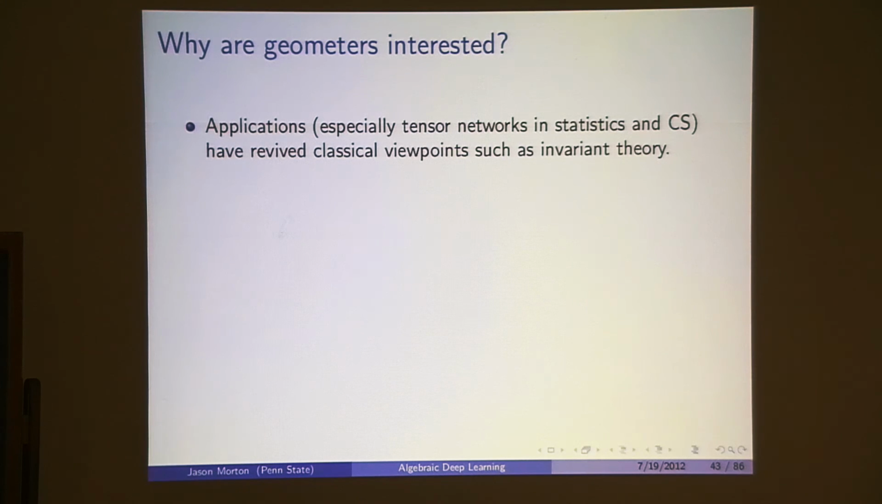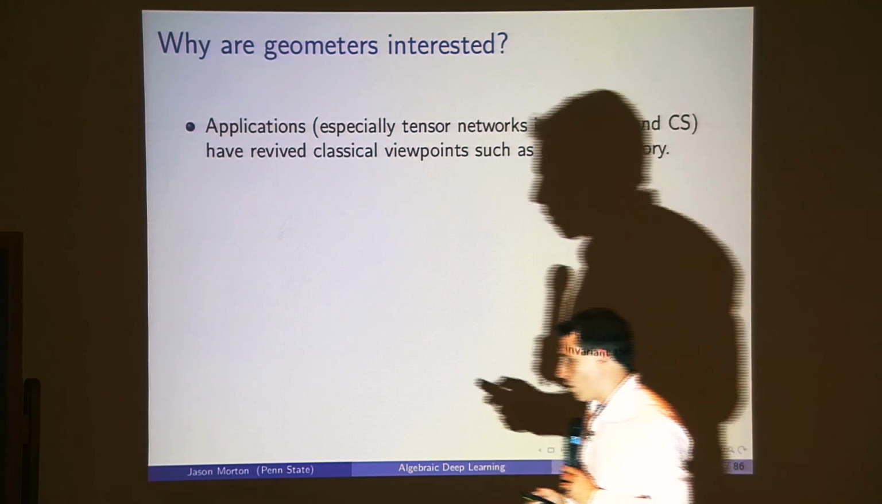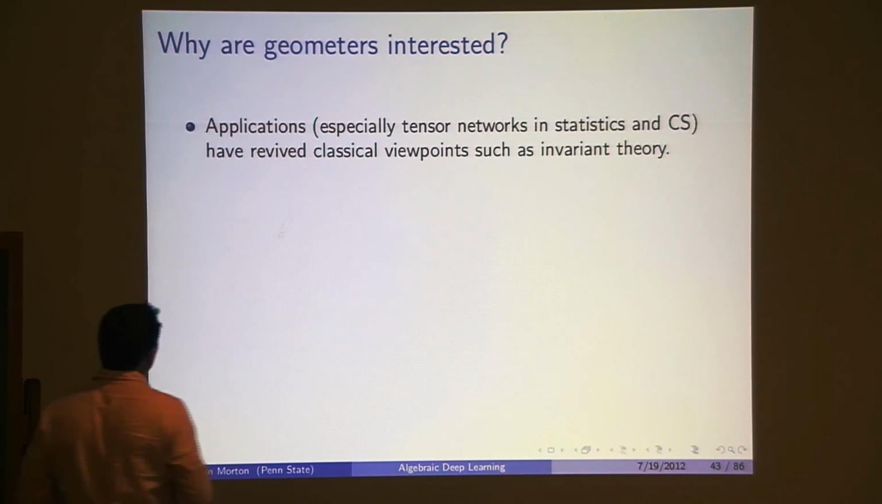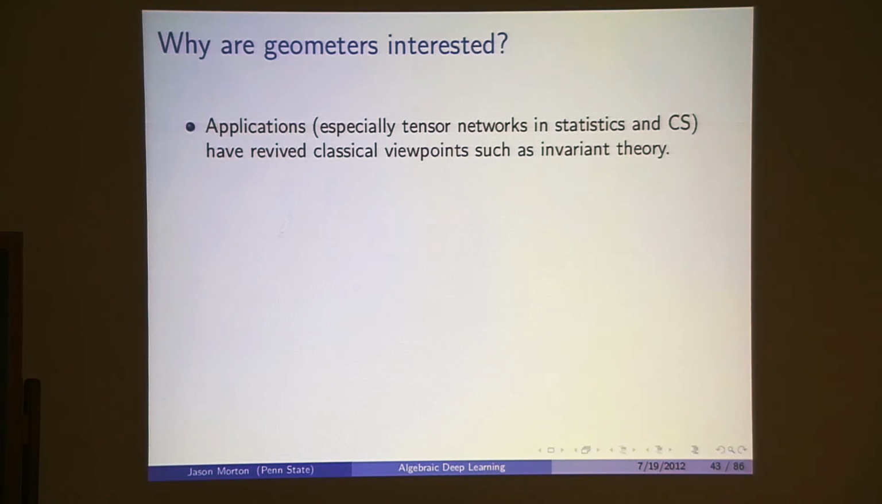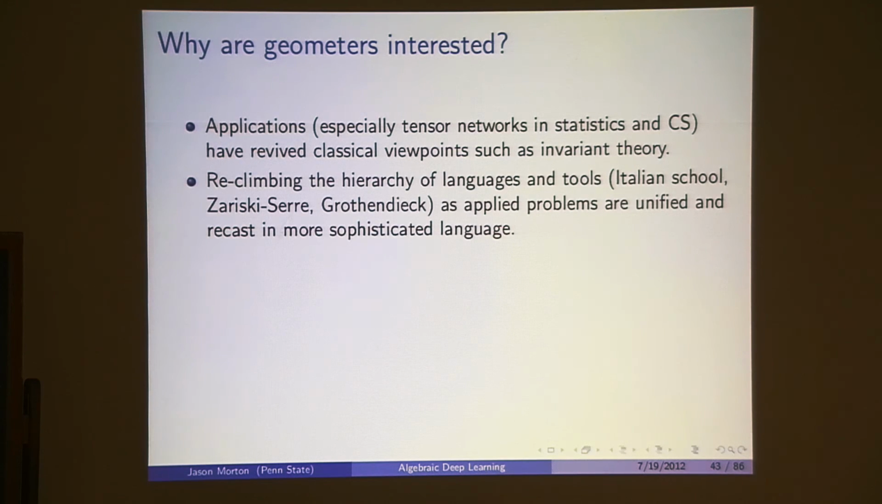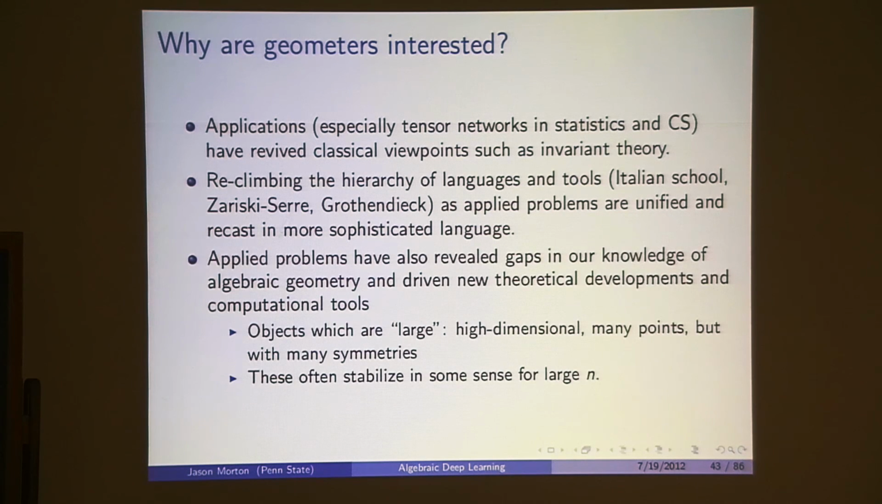Okay, so this is the last slide I think I'll do for today. Why are geometers interested in this stuff? These applications in statistics, machine learning, complexity, things like that have revived a lot of the classical viewpoints like invariant theory that people used to study 100 years ago. A lot of problems that have been open for 100 years are now getting solved because people are starting to care about them again. And we're getting to reclimb the hierarchy of tools that have been developed in geometry over the years, the Italian school, the formalisms of Zariski and Serre and Grothendieck, as we put these problems together and recast them in a more sophisticated way.